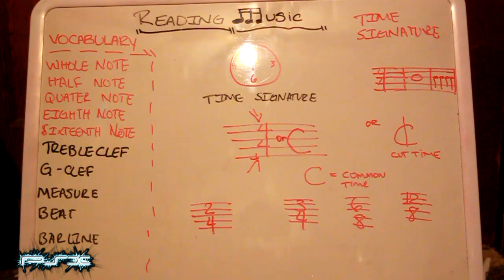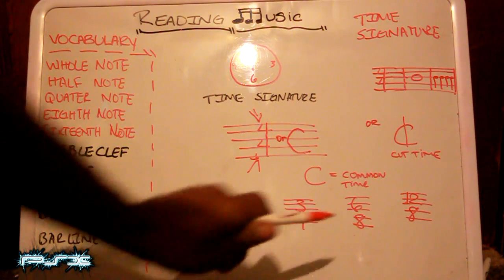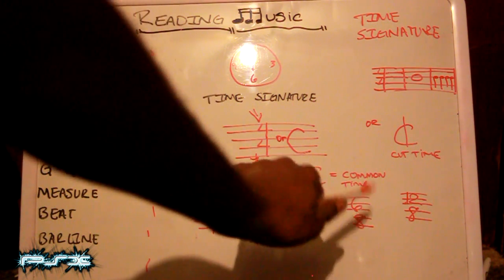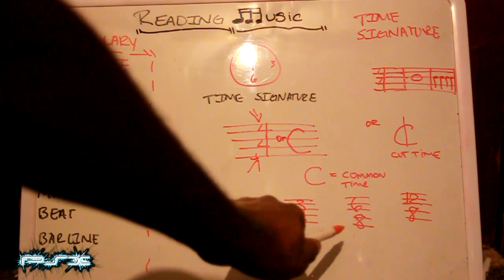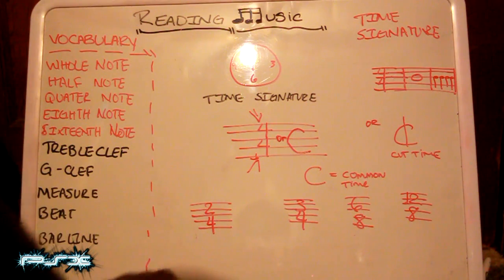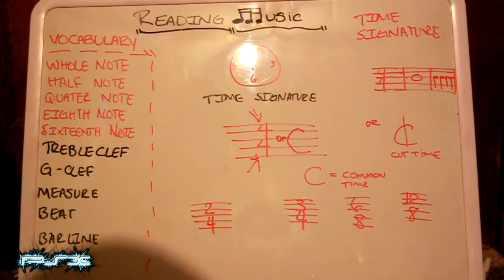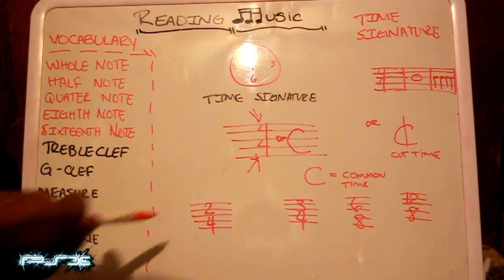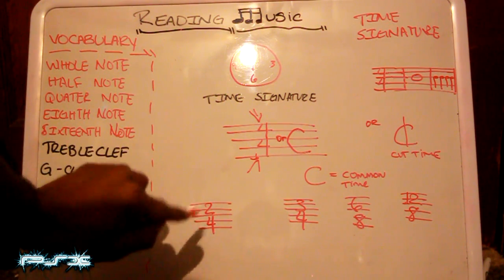At the bottom you'll see different notations here, like 8. So there's 6 eighth notes per measure. There's 12 eighth notes per measure. And then you'll see other time signatures, but these are some of the common signatures, or 2 quarter notes per measure.